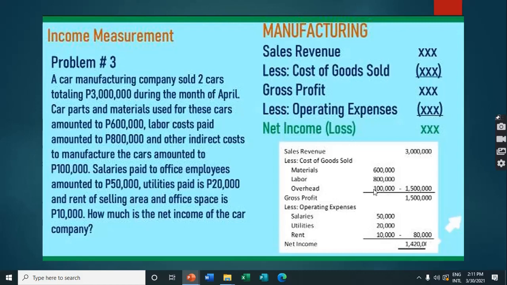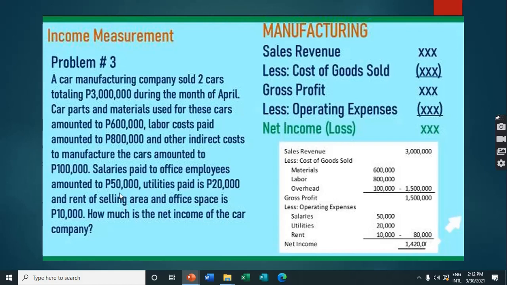1,500,000. Yan. Yung gross profit mo na nabenta mo dun sa dalawang sasakyan, may gross profit ka na 1,500,000. Ngayon, hindi pa dun nagtatapos. I-less mo muna yung mga operating expenses mo. So, nandito. Less your operating expenses. Magkano yung sa salaries paid? Sa salary na binayaran mo?